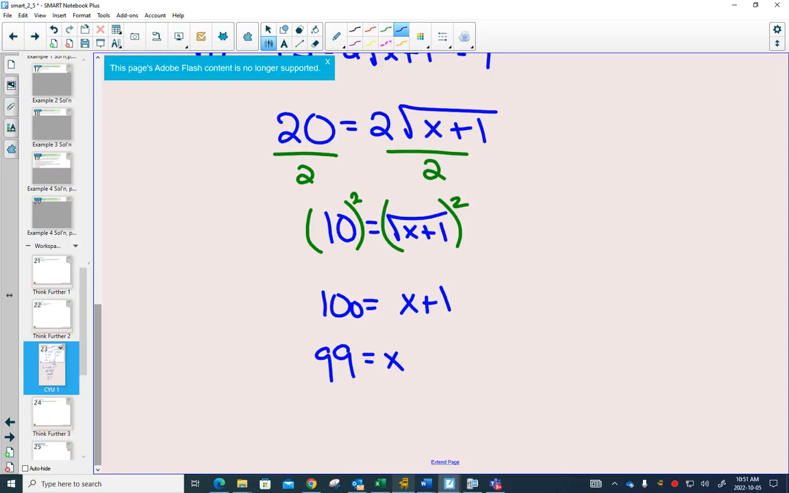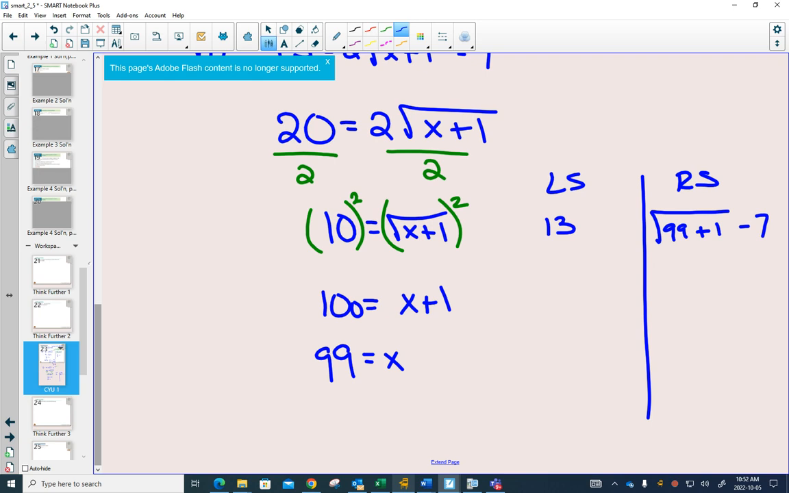Go to verify, left side over here, right side over here. You go back to your original equation. So in your original equation, you had 13 on your left side, and we had 2 times the square root of x plus 1, minus 7. So now I can plug in the 99 plus 1 minus 7. This will be square root of 100. I missed the 2. And you would get 2 times 10 minus 7, which is 13. And it works. If you want to write down questions 4, 5, and 6.